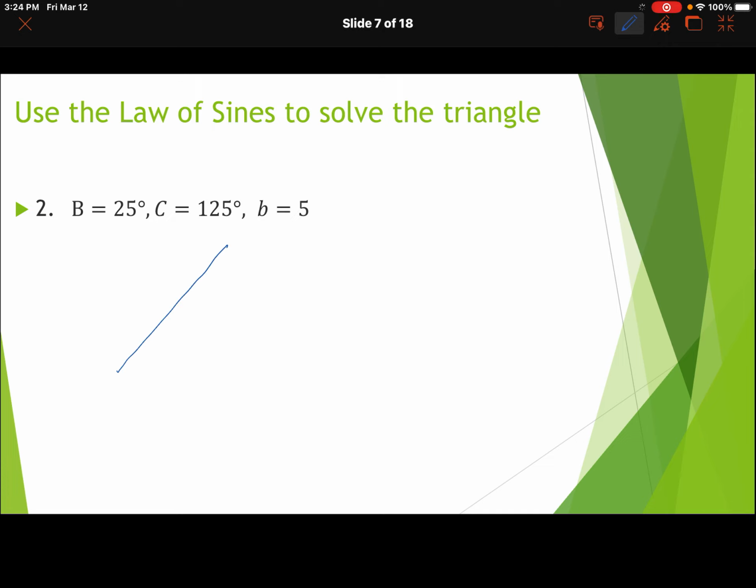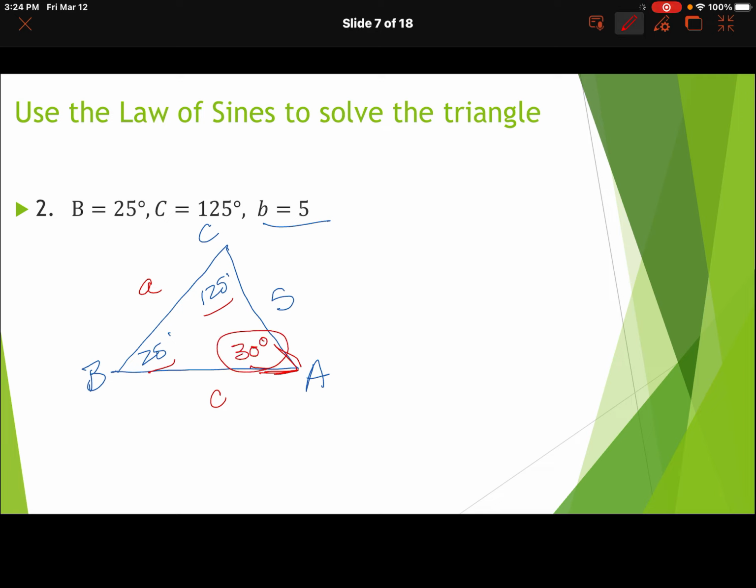I draw my picture and put B is 25 and C is 125, and then side B needs to go right here across from angle B. So then I'm going to put my A in here. I'm going to switch back colors. So now I need to find side C, side A, and angle A right here, okay? So the first thing I do is find angle A. I'm going to add these two and get 150, so angle A is 30 degrees. So there's one of my answers.